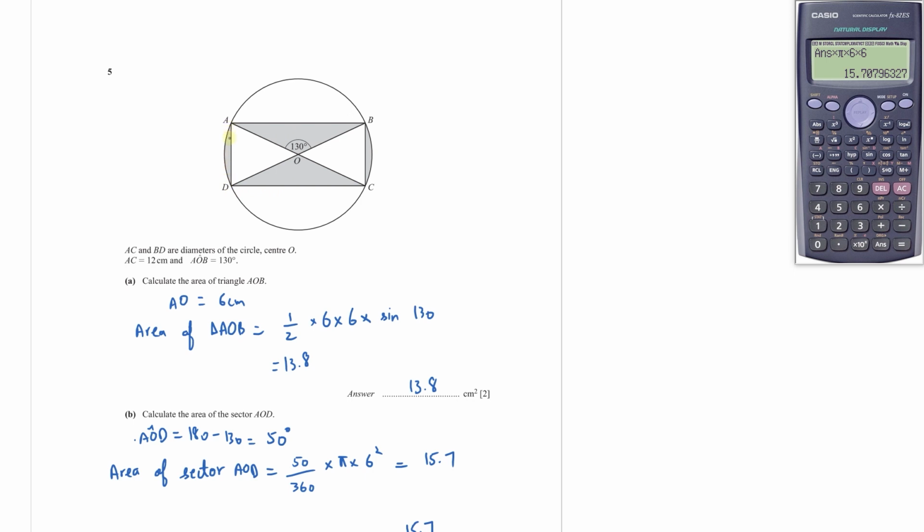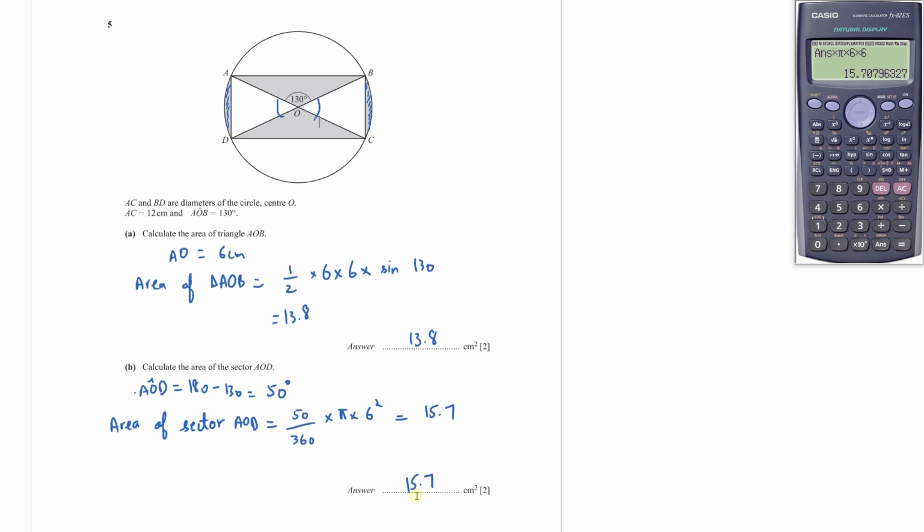And then the area of this segment AD, which is this shaded area, is the same as this shaded area BC, because these angles are the same as well, and these lengths are equal. These are also radius. So we can multiply the area we calculated in the first part by 2 to get these two triangles. The only area that we need to find is this segment AD. The area of segment AD will be the area of sector AOD, which is 15.7 that we calculated, minus the area of this triangle AOD.